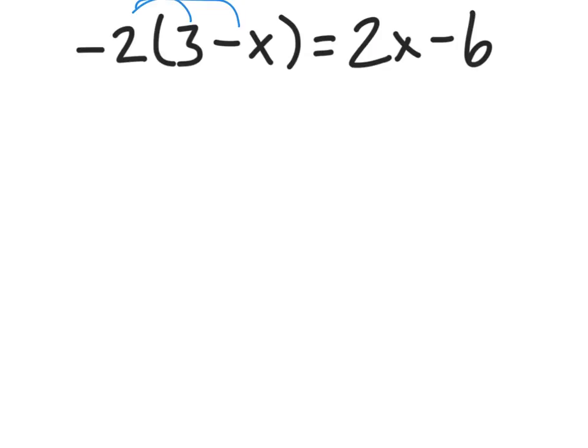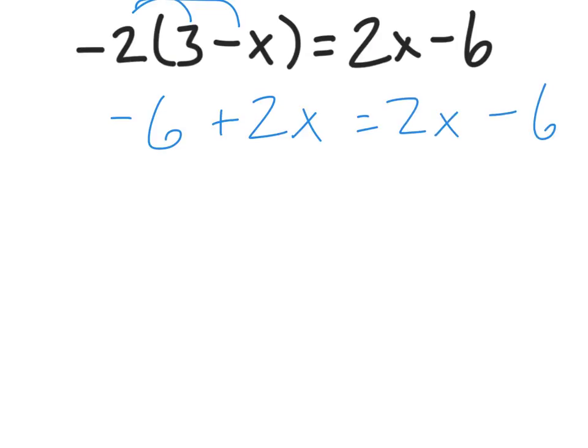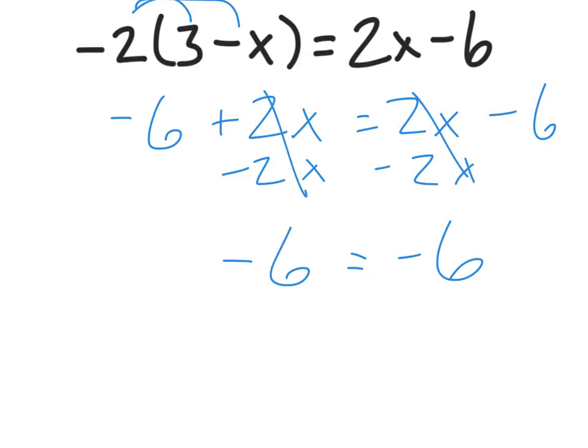In this case, we would distribute to get negative 6 plus 2x equals 2x minus 6. Now we want to get all our x's on one side, so I could do something like minus 2x and a minus 2x. But this is where you notice all your x's just went away. So what do you have left over? You just have a negative 6 equals negative 6. That's a true statement, so because that's true and because you have no more x's, this is your answer. Infinite solutions.